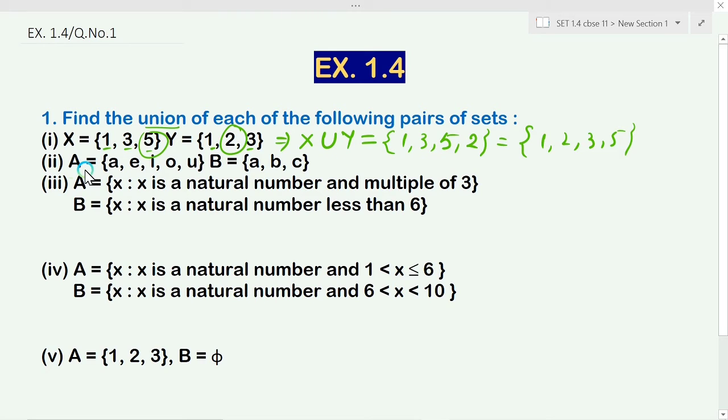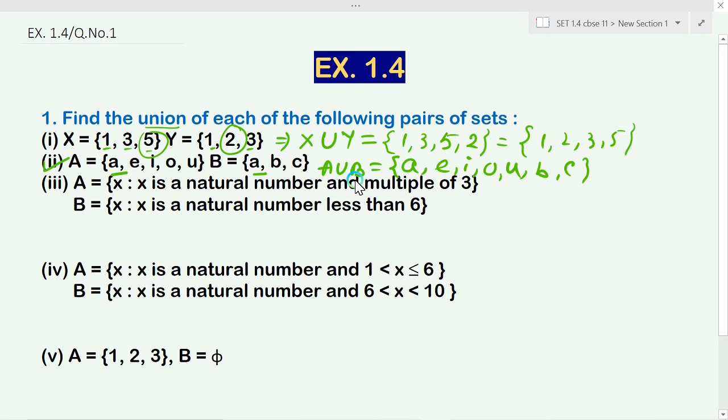Now number 2, A and B. So you have to calculate A union B. First of all you have to write the common elements, that is A, and there are no other common elements. So just write A, then the other elements of A, that is E, I, O, U, and now the other elements of B, that is small b and C. So this set represents A union B.